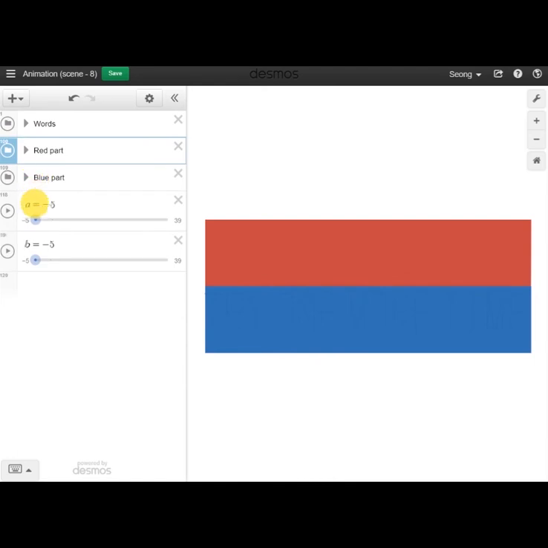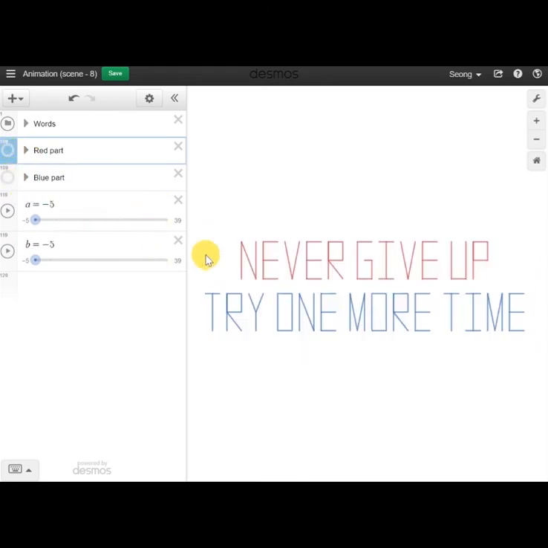And also, I made the sliders to start from -5 and finish at 39 because -5 and 39 are the endpoints of the words. So I can perfectly hide the words.